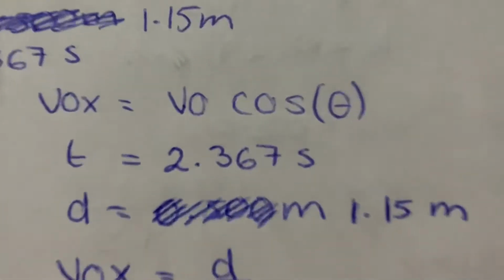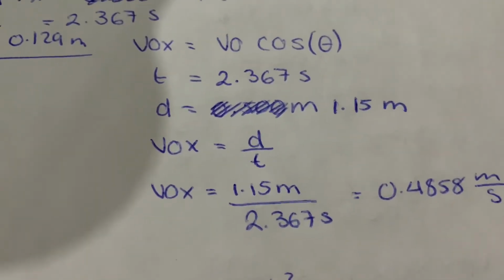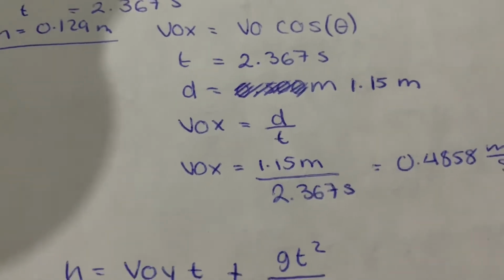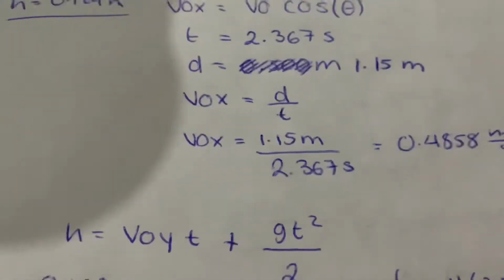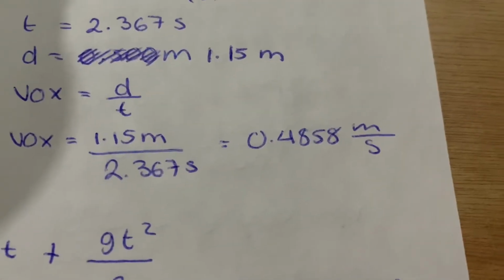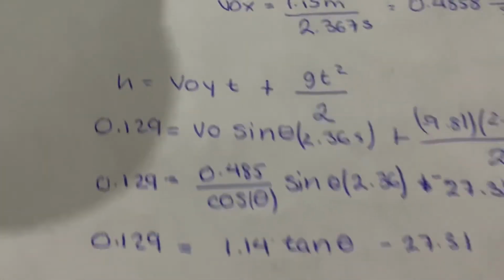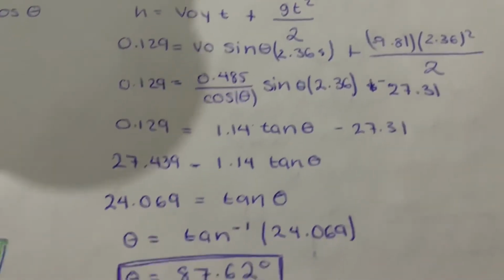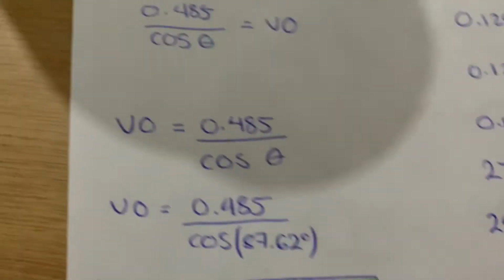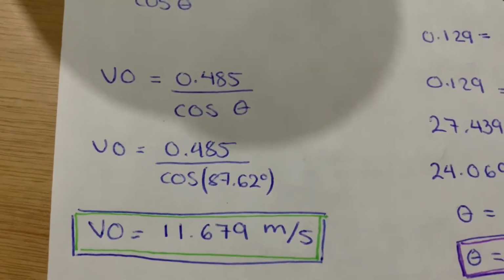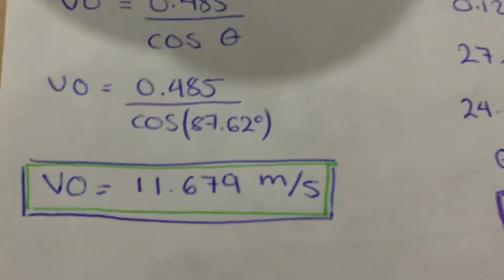And then I used this formula here for the initial velocity. I solved it for initial velocity in x, which equals distance over time. It gave me this, but it wasn't the final. So now I had to put it in this formula and solve it for getting my angle, that was this one. And then finally I put my angle again in this formula, and I got the initial velocity.